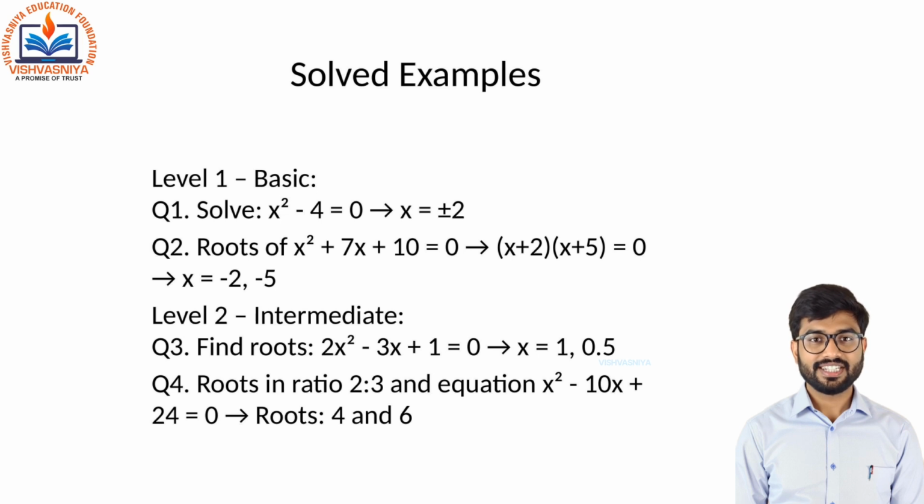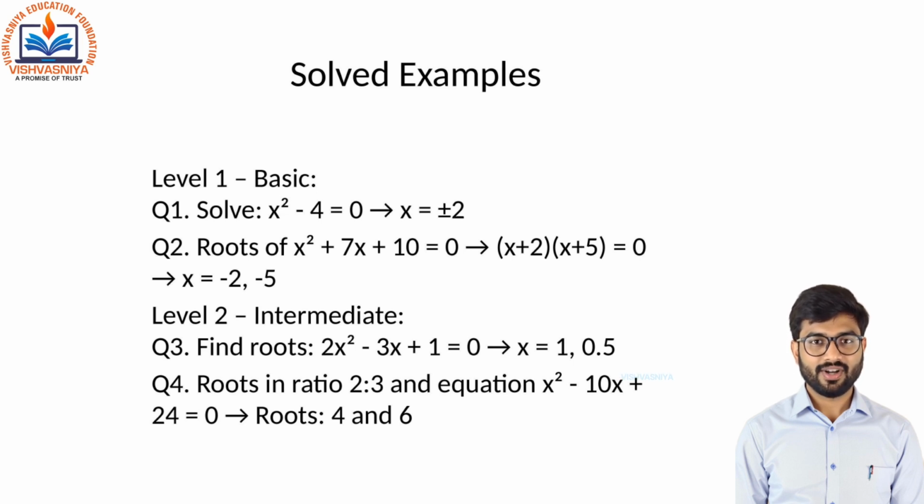Level 2, Intermediate Questions. Question 3. Solve 2x squared minus 3x plus 1 equals 0. We can use factorization or the quadratic formula. The roots come out to be x equals 1 and x equals 0.5. Final answer, x is equal to 1, 0.5.